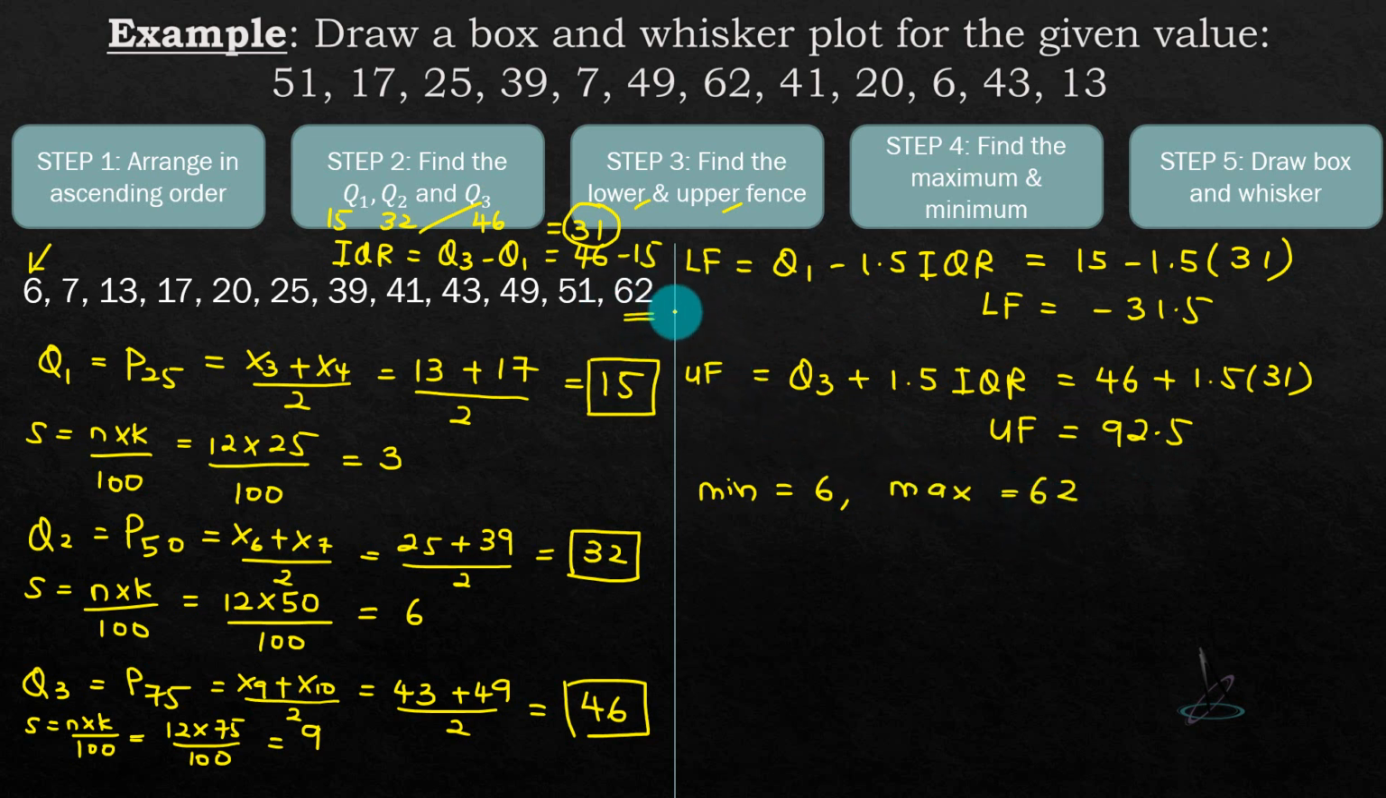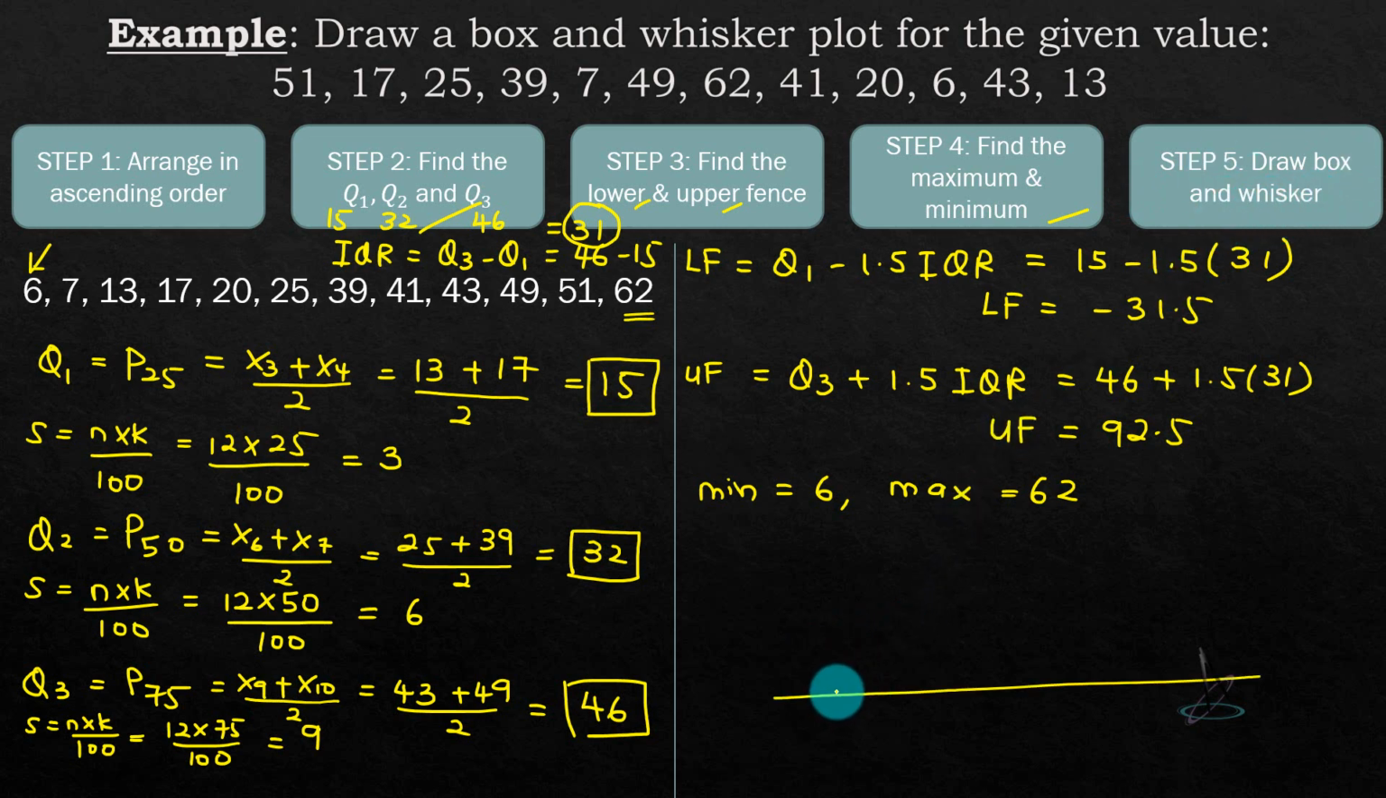So if you have any number that is outside of your fence, we're going to call them outlier. But for this example, we don't have anything with outlier. So that is why minimum is 6, the maximum is 62. Okay, so done with step 4. Let us proceed with the last one, where we have to draw the box and whisker.